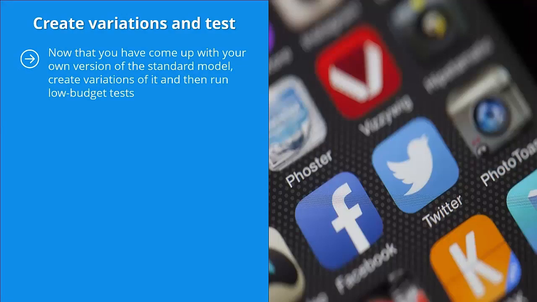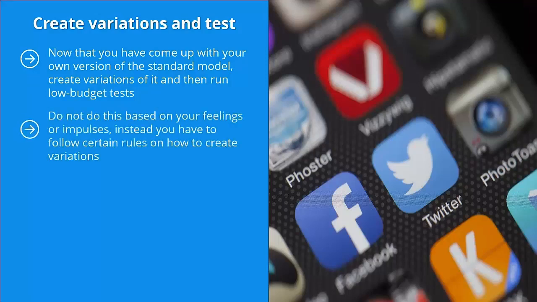Create variations and test. Now that you have come up with your own version of the standard model, create variations of it and then run low-budget tests. Do not do this randomly. Do not do this based on your feelings or impulses. Instead, you have to follow certain rules on how to create variations. Otherwise, you wouldn't know which part of the ad accounts for its greater success.